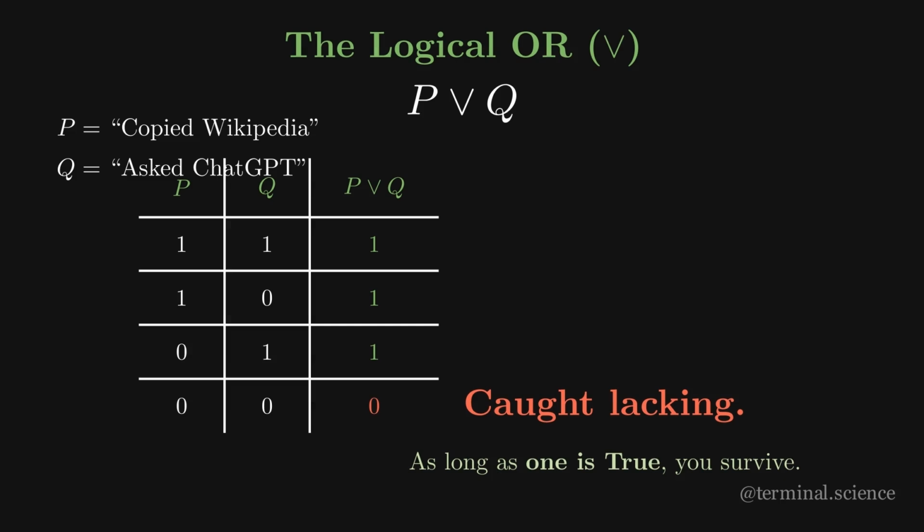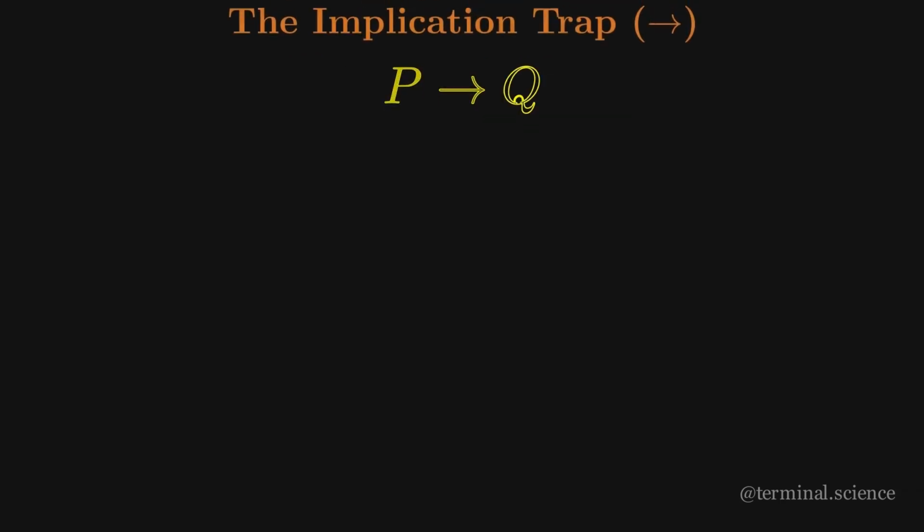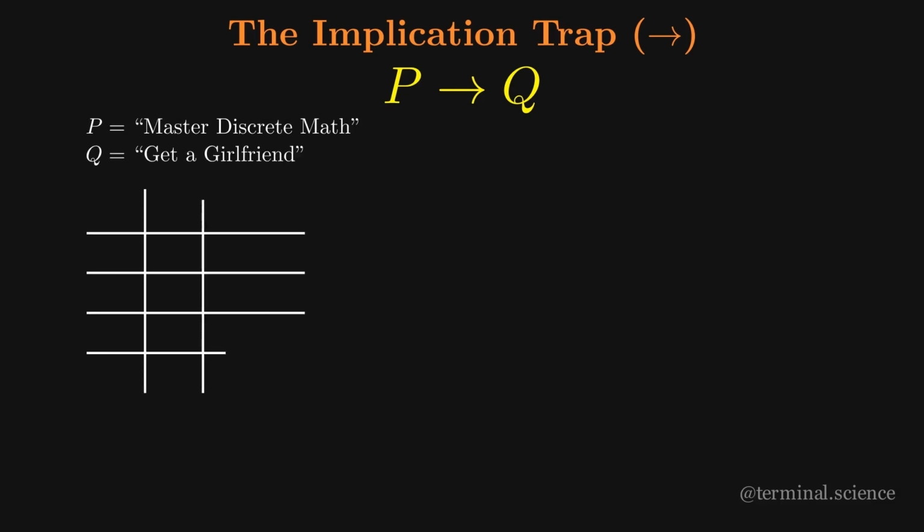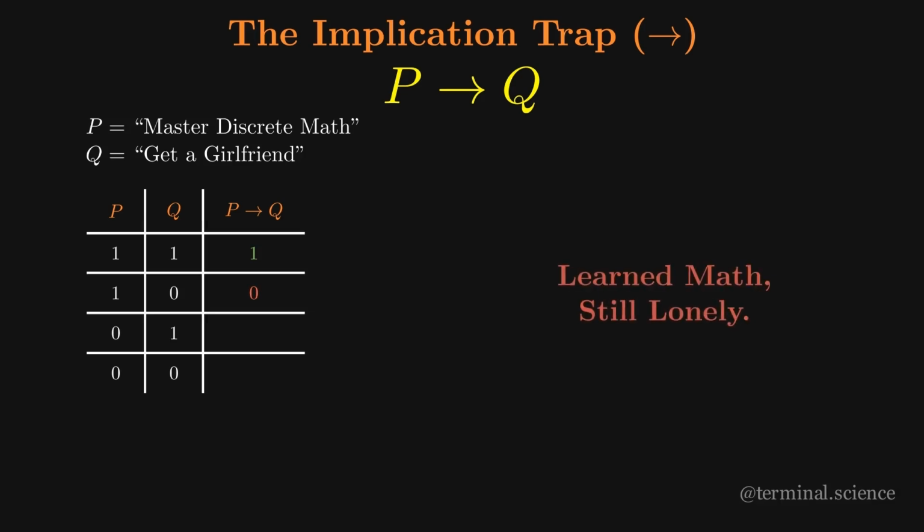But pay attention, because this is the implication trap. P implies Q. It represents a conditional promise. Let's say I promise you, if you master discrete math, you will get a girlfriend. If you master it, and get one, my promise was kept, so it evaluates to true. If you master it, and are still lonely, I lied to you. The statement is false.